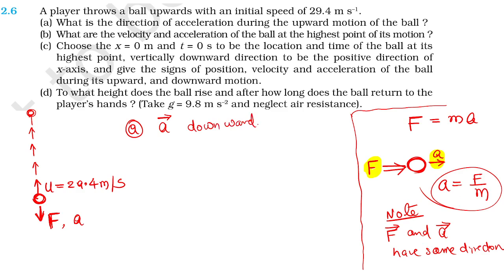Acceleration is defined as force per mass. A one kilogram body experiences how much force. So the first question I have answered. The direction of the acceleration is not upward, it is downward. Is all of it clear? Understood?